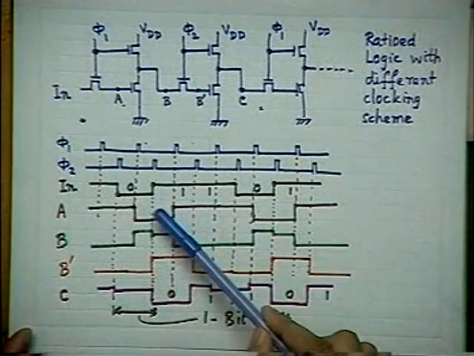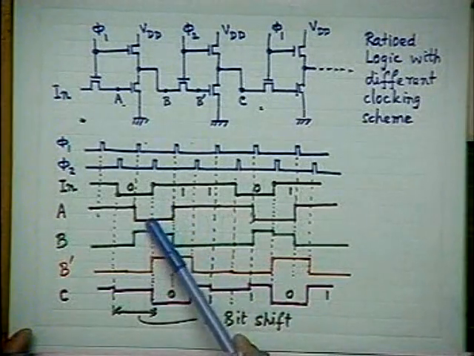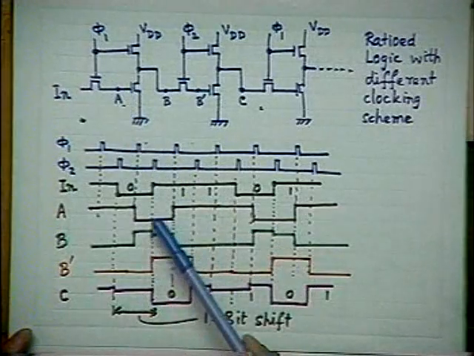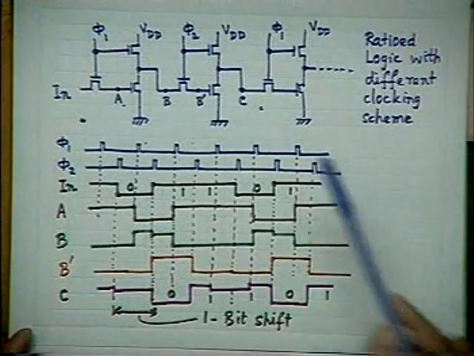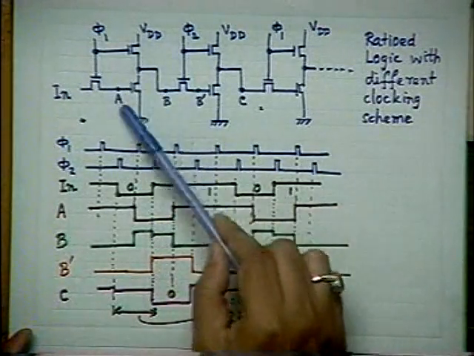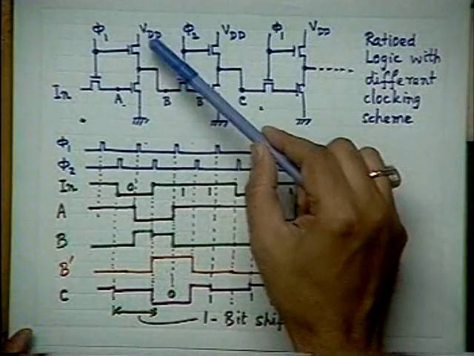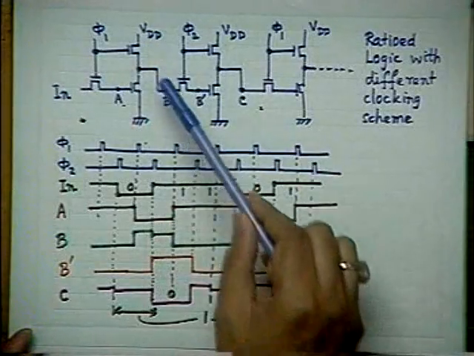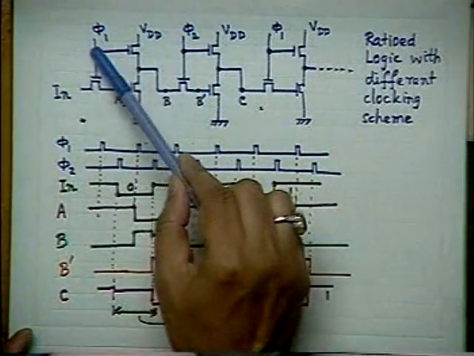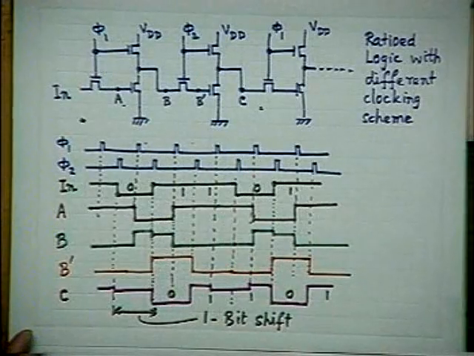You see that at this particular instant of time, A is low. The voltage here is 0. Therefore, this transistor is supposed to be off. And therefore, this transistor will be on only when phi 1 is high. Otherwise, it is not on.